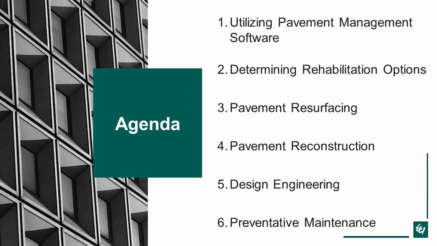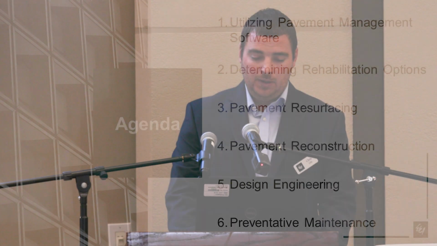So first thing we're going to talk about is how to utilize the pavement management software. You get a lot of data through the software. We're going to go through how to implement that data and how to interpret it to come up with what your rehabilitation options might be. Go through how we determine what rehabilitation options to do, whether you're going to do pavement resurfacing versus pavement reconstruction. And then Joe will talk about the design engineering that will go into that based on which route you choose, and then we'll talk about the preventative maintenance as well.